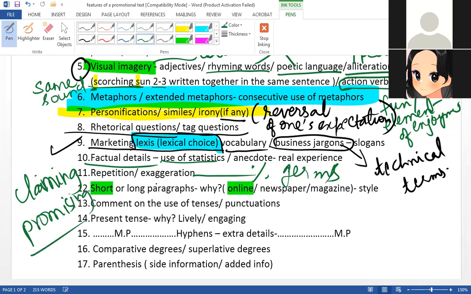Aisha, the ad says 99% of the germs, 99.9% of the germs. Yes, this is almost a use of statistics. Absolutely. So you get an idea that it makes use of repetition and exaggeration also. These are linking points, short or long paragraph.